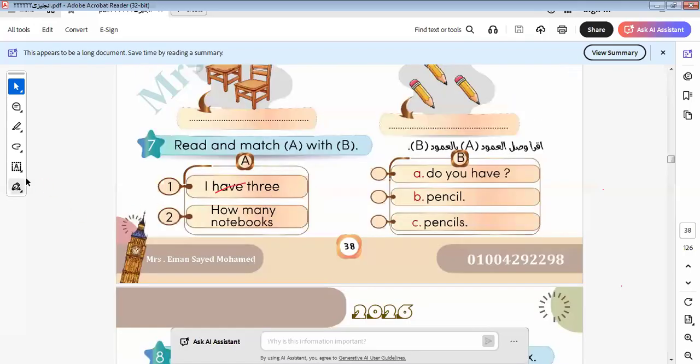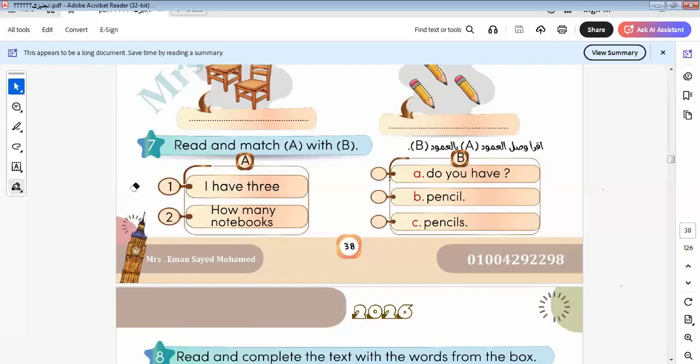Here we say I have three pencils, this one. How many notebooks do you have? Okay, let's go to another one here.